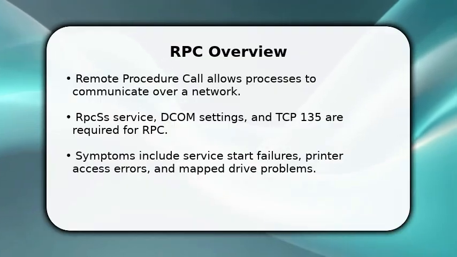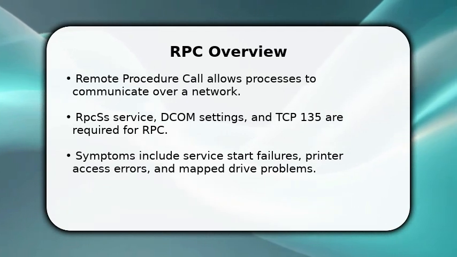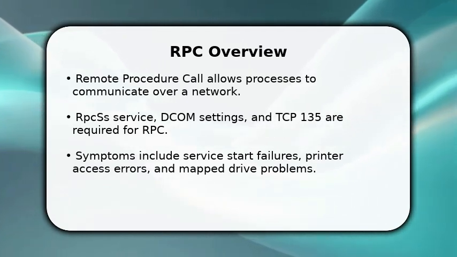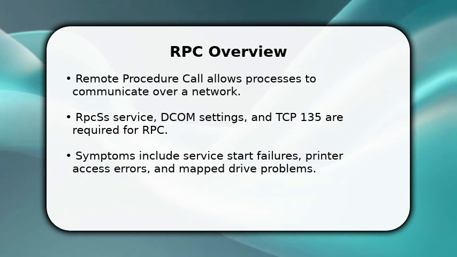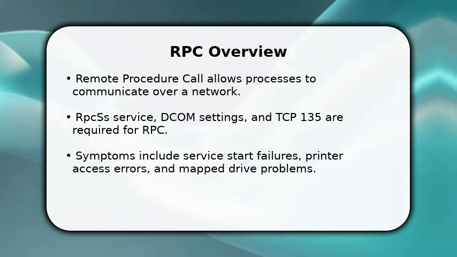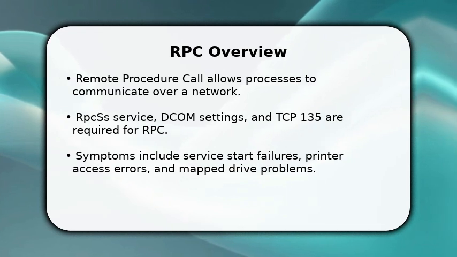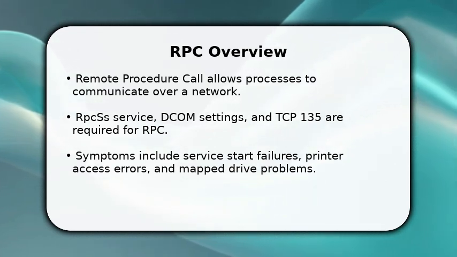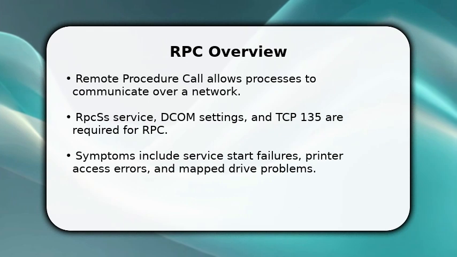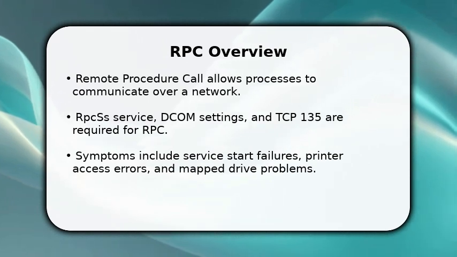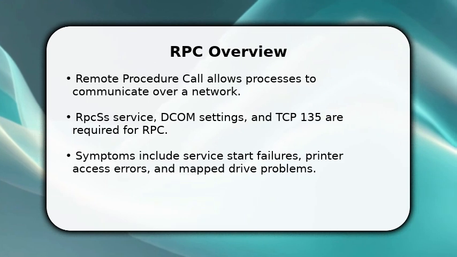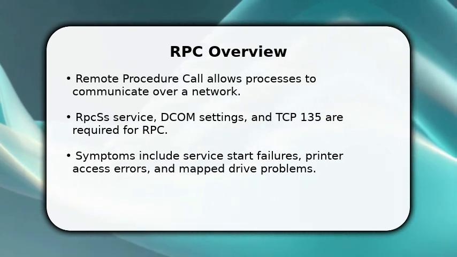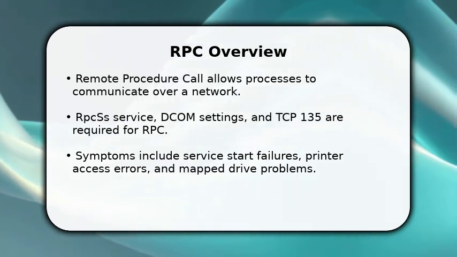Remote Procedure Call, or RPC, allows processes to communicate over a network. When Windows shows "RPC server is unavailable," apps fail to connect to services. Typical symptoms include service start failures, file and printer access errors, and network map drive problems. RPC depends on the RPCSS service, DCOM settings, and ports like TCP 135.